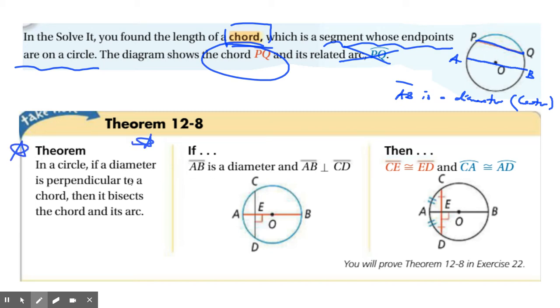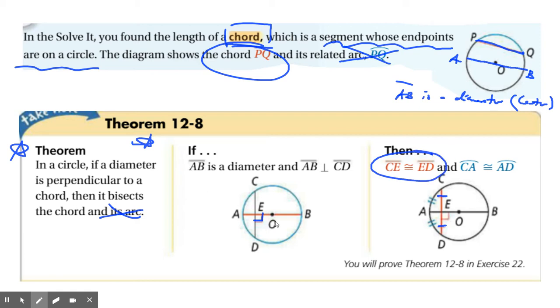If a diameter is perpendicular to a chord, then it bisects the chord. So in this picture, AB is a diameter. It is perpendicular to chord CD. Therefore, it bisects CD into segment CE and segment DE that are congruent.